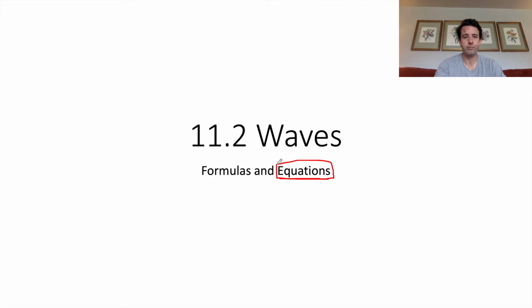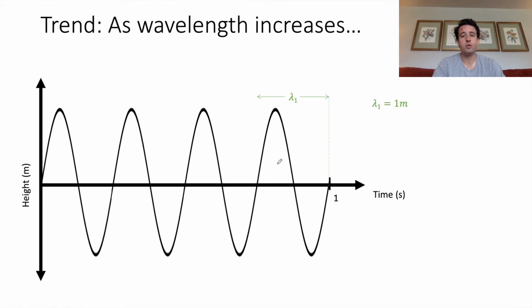Let's get going. All right, so here's a picture of a wave. We've seen this before. What I'm going to do here is label this lambda 1, with a value of 1. So when you see that little wavelength sign, remember that's lambda, and the little sub 1 is just saying this is a wavelength. It's got a value of 1 meter, something like that.